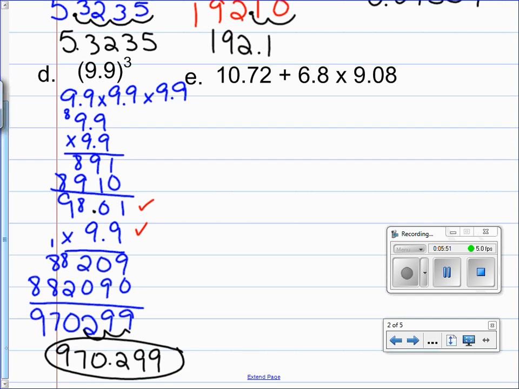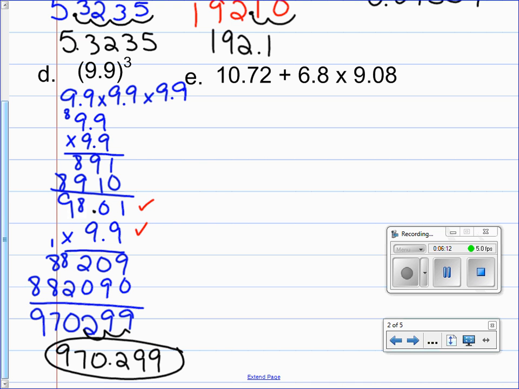I'll let you see the answer to D again. Now in E, what are we going to do first in E? Yes, Mary Elizabeth? Multiply 6 and 8 tenths times 9 and 800. And then once we get that answer, what are we going to do? Yes? Add 10 and 72 hundredths to your answer.